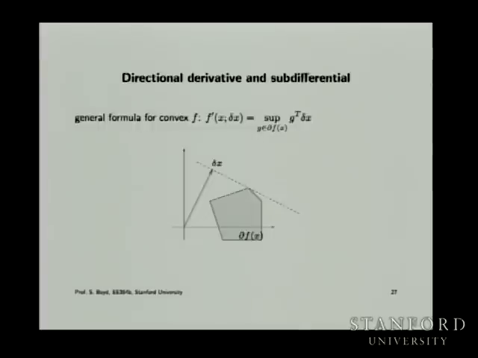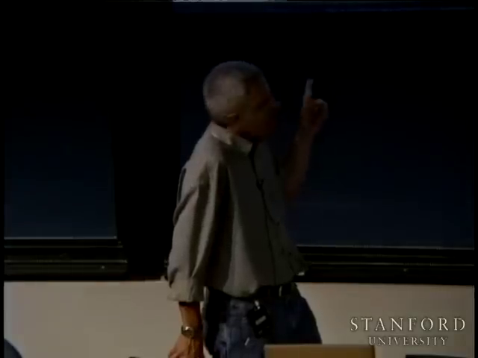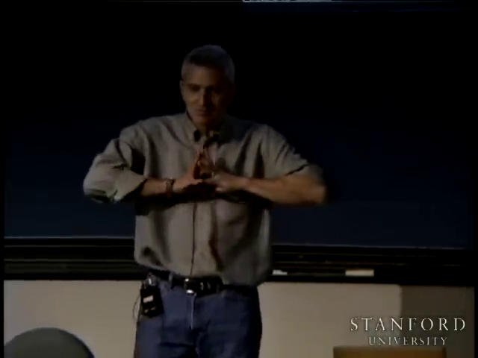So to write a very compact expression for it, you could write something like this: f prime equals the support function of the subdifferential of f at x. So that's just a very compact formula that tells you this. And let me explain. Let's actually look at this and see if we can understand how this works. Let's do the differentiable case. So in the differentiable case, what is a subdifferential?